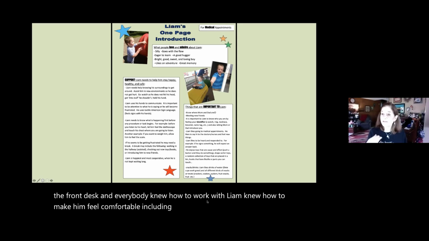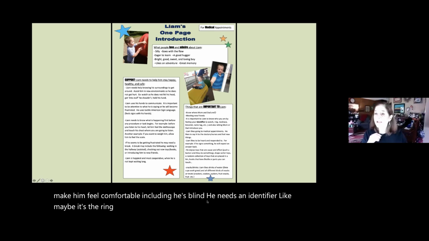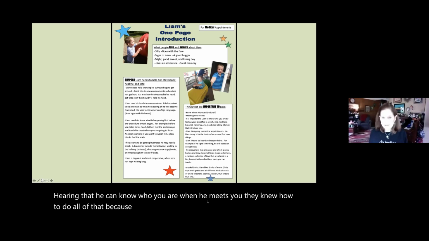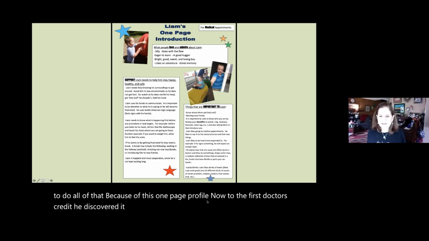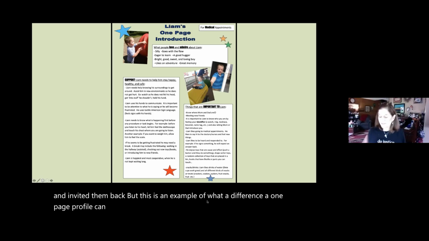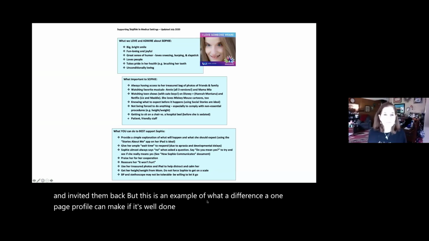He needs an identifier, like maybe it's the ring on your finger or the necklace around your neck or your earring, so that he can know who you are when he meets you. They knew how to do all of that because of this one-page profile. Now, to the first doctor's credit, he discovered it in the junk box and wrote the mother an apology and invited them back. But this is an example of what a difference a one-page profile can make if it's well done. And I'll talk about that here in a moment.